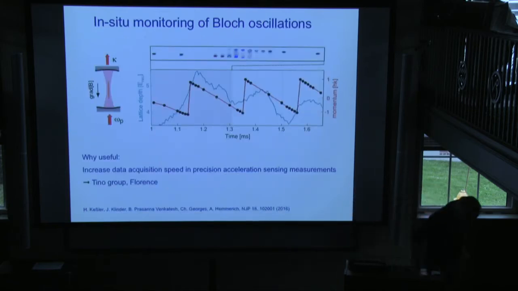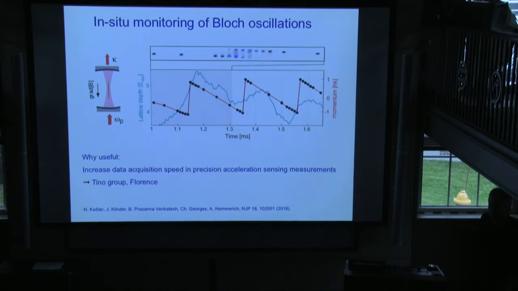Now, as I told you in my introduction, we have looked at in situ monitoring of Bloch oscillations, using the cavity as a non-destructive method to detect Bloch oscillations. This is a typical Bloch oscillation signal that many people produce in optical lattices. What we can do is look at the light transmitted through the cavity. That's this blue curve here. We see the same oscillation, the same frequency, show up in the light transmitted through the cavity. Why is that interesting?